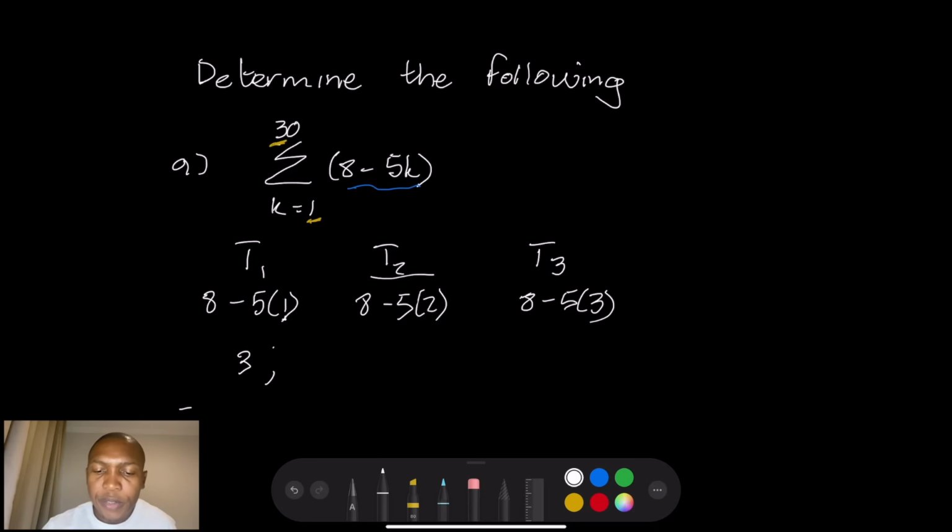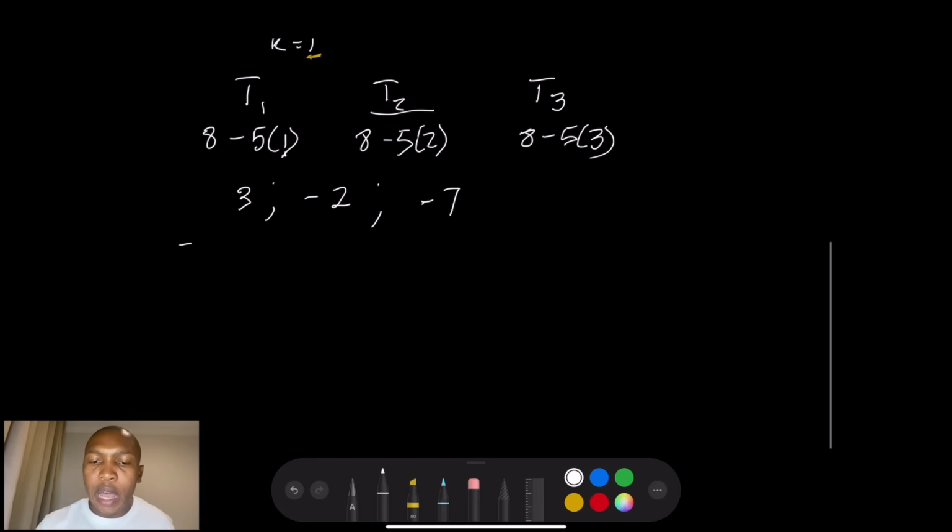8 minus 5 times 2, that's 8 minus 10, that would be minus 2. And the third term, that's 8 minus 5 times 3, that's 8 minus 15, and that would give us a negative 7. All right, so now here's our sequence. So we need to find out first what type of sequence it is.